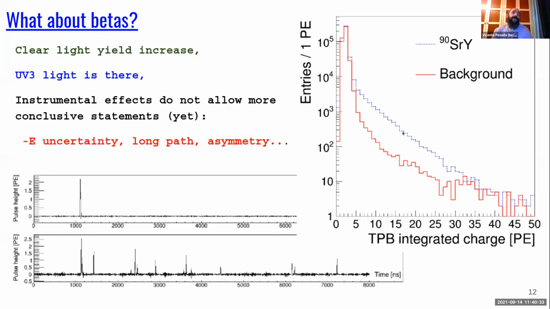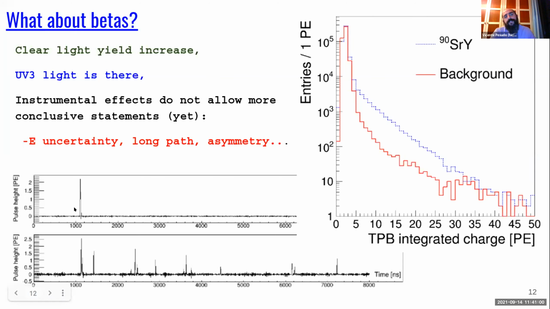Then what about betas? So here you see in the presence of source and without the source, so we see a clear enhancement in the UV3, and so the light yield increases in the UV3. As I was saying, you see prompt photons as in the other case.